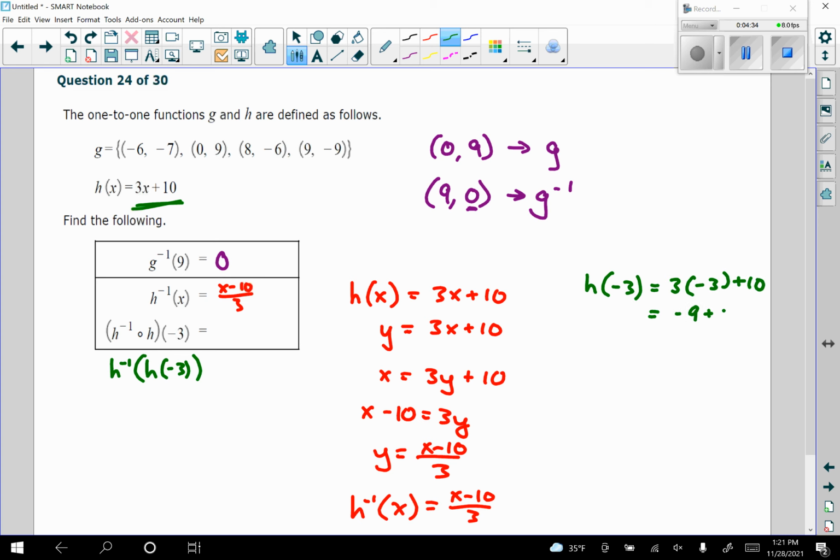Gives us -9 plus 10, which is 1. Then we take the inverse of h of 1. So that becomes 1 minus 10, I'm substituting it in here, over 3. So that becomes -9 over 3, which is just -3. So it's typically whatever's here should be our answer, but we need it just to verify that.